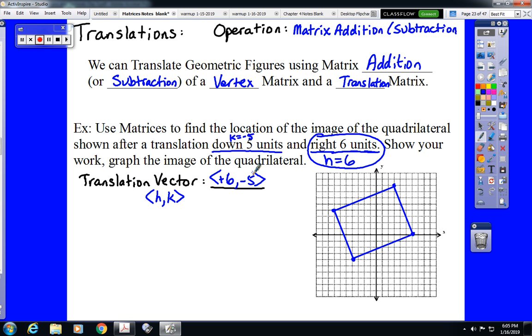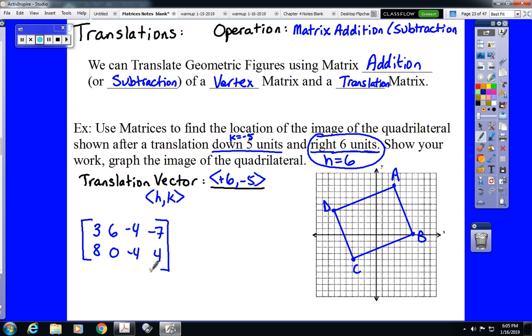So we create a vertex matrix, which means we need to name these points. Let's name this corner A, and then work our way around the outside, B, C, D. A is located at the point 3, 8, so our first column would be 3, 8. B is located at the point 6, 0, so our second column would be 6, 0. C is located at the point negative 4, negative 4, left 4 and down 4 from the origin. And D is located at the point negative 7, 4.